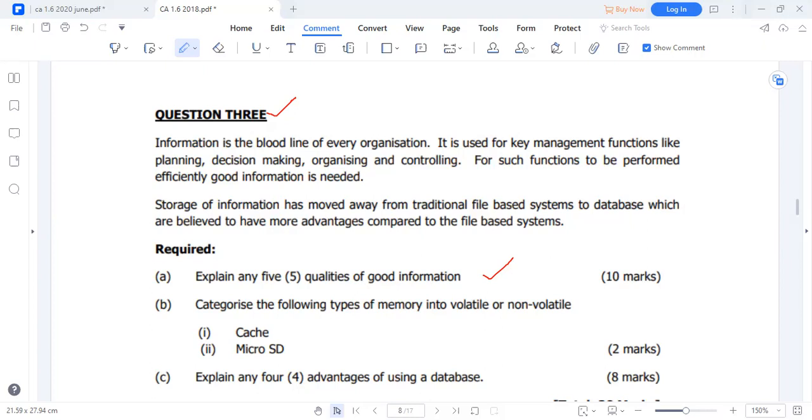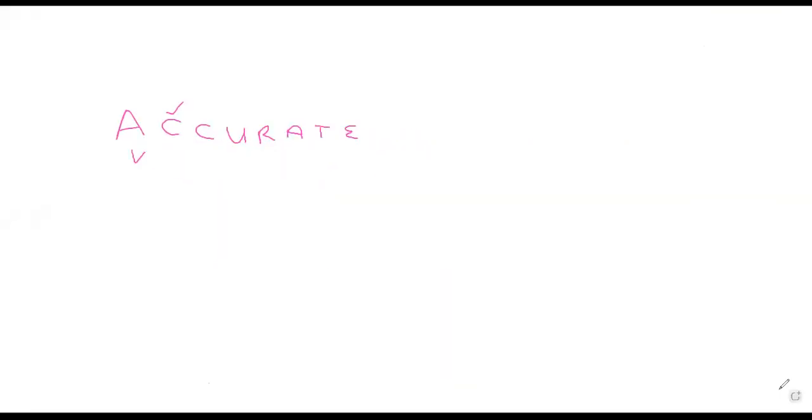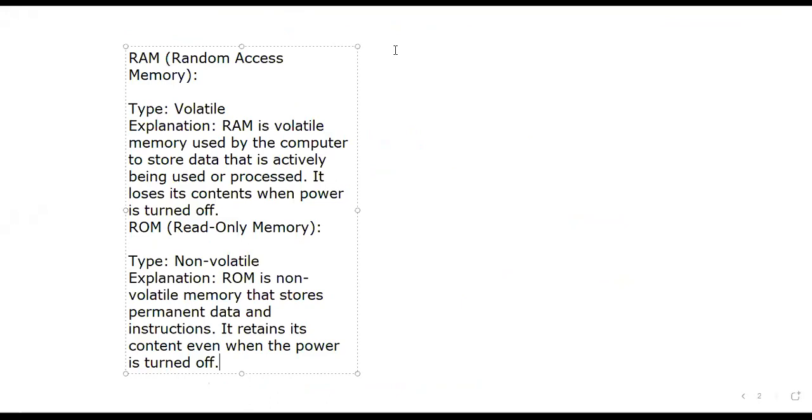We have a ROM, which is non-volatile. A ROM stores permanent data. In fact, the manufacturers usually put information for the original computer in a ROM. Okay, and I'll give you other examples. We talked about a RAM and a ROM. Other examples I can give are flash memory and a register.